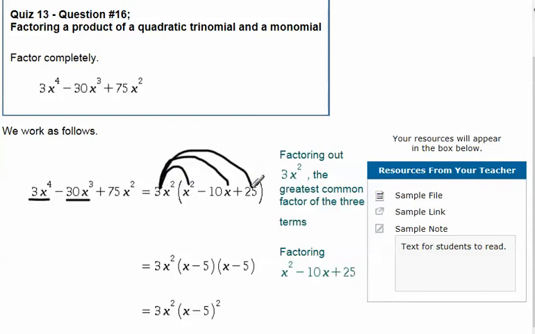So now what we want to do is ask ourselves, if we're asked to factor this, can this be factored any further? And yes, it can. Here you see that factored into x minus 5 times x minus 5, which would give us this. X minus 5 times itself, note there's 2 of them, would be x minus 5 squared. So then here we have our final answer. And that is how you solve factoring a product of a quadratic trinomial and a monomial.